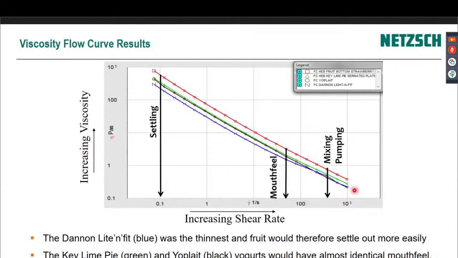And the pumping and mixability is going to be shown from maybe 500 reciprocal seconds here. And then the mouthfeel, according to Professor Jim Steffi, is about 60 reciprocal seconds. So that would be if you want to swallow a drink or whatever, you can get the mouthfeel from that shear rate. And so we can see from the order of these how they would mix or what their mouthfeel will be like. And whether it's nice mouthfeel or poor mouthfeel is really subjective. And maybe you want to use a taste panel initially to get an idea of what's a good mouthfeel and what's poor mouthfeel.